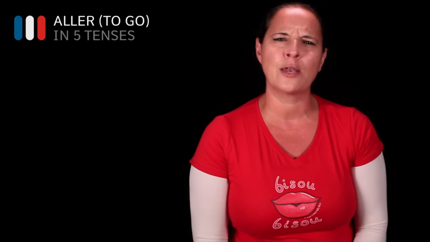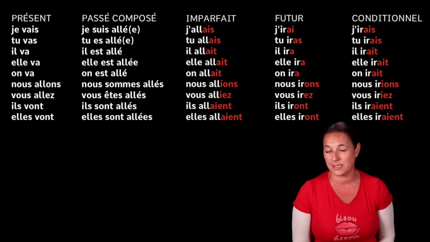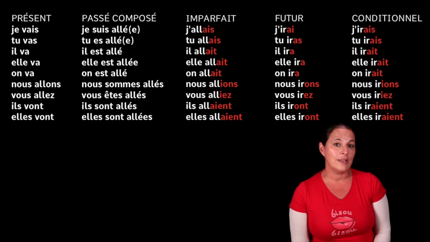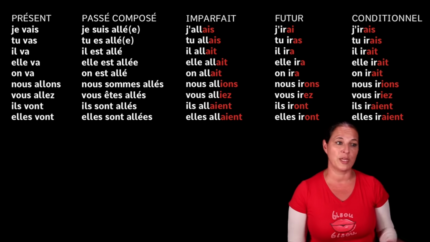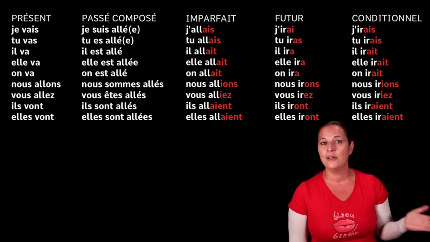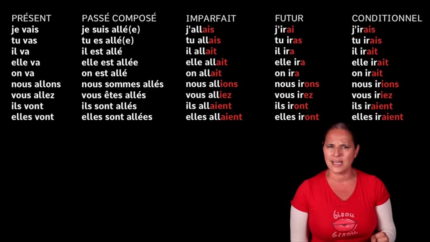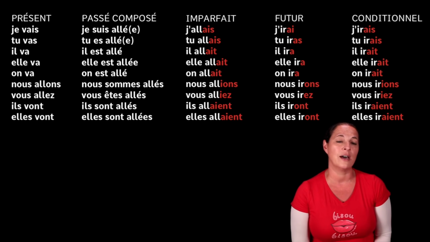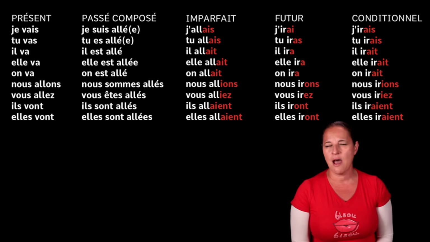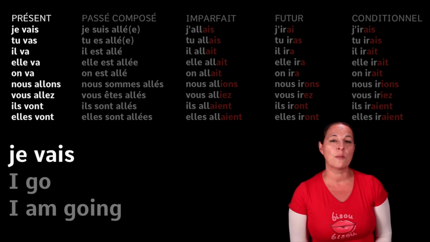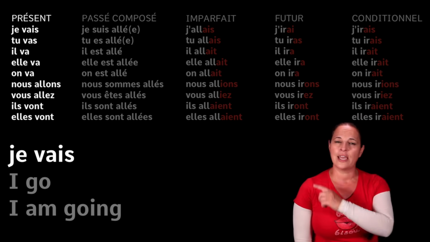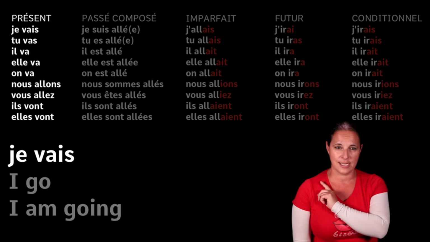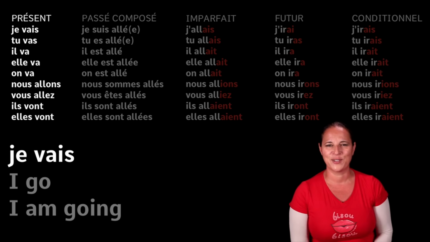So let's have a look at what aller looks like in the present tense. Now, aller, if it was a regular -er verb, would be j'alle, tu alles, il alle. But it's not that at all. And because it is irregular, you've got to learn this by heart. So, how do we say I go or I am going? In French, we say je vais. Can you say that? Well done.